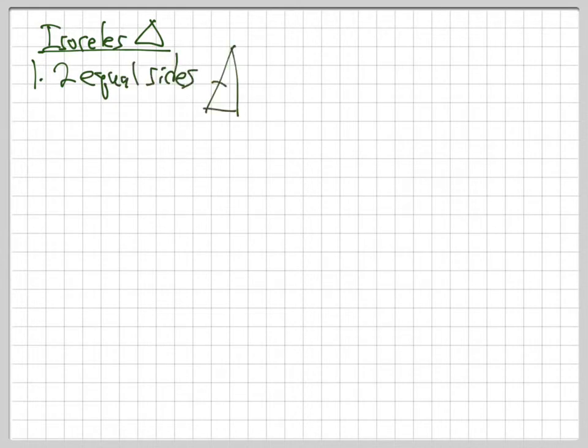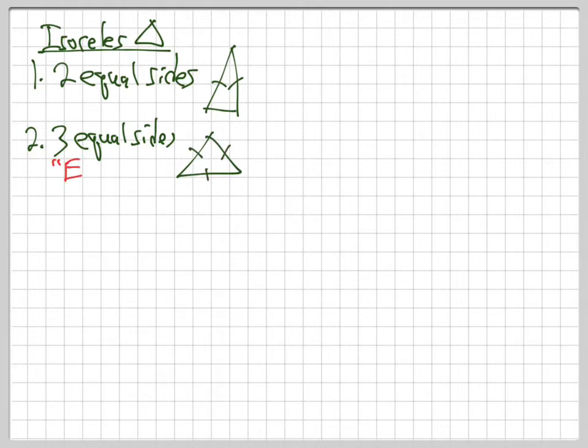So, isosceles. Here's the way you want to think about it. An isosceles triangle, really there's two cases. Case 1, 2 equal sides. So that'd be a triangle kind of like this, where this side and this side match. Or case 2, 3 equal sides. Equilateral. In other words, equilateral is a subcase of isosceles. It's a perfect isosceles.